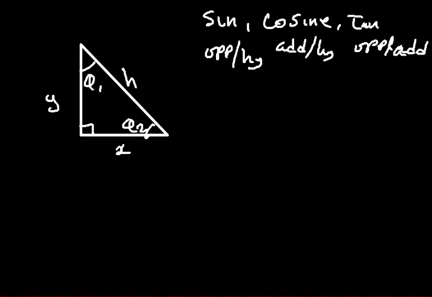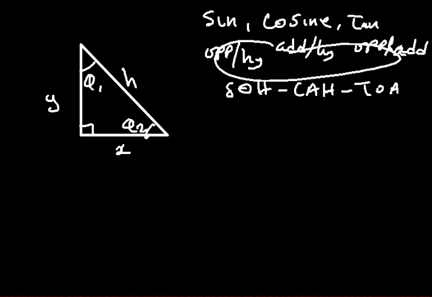Now let's apply this. In short, we can present it as SOHCAHTOA. Trigonometric ratios work under the principle of SOHCAHTOA. That is the simplest way to remember the working principles behind this.